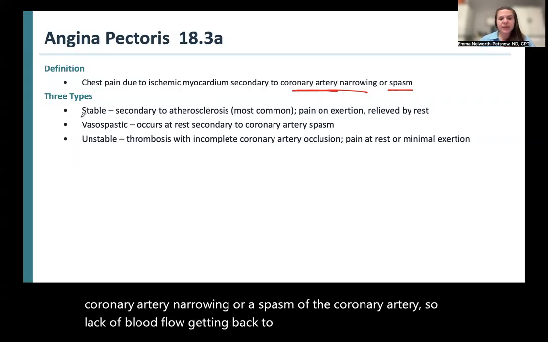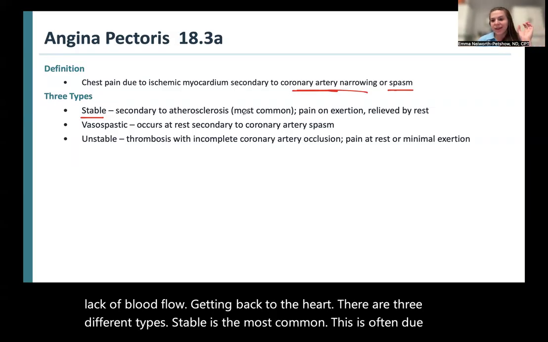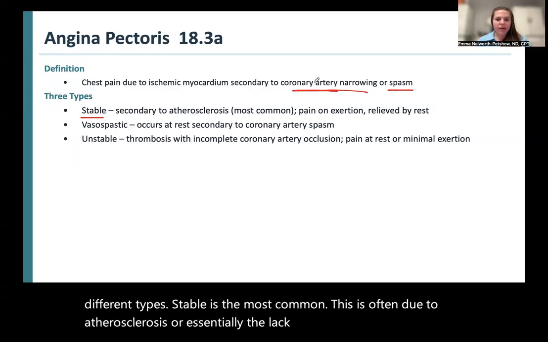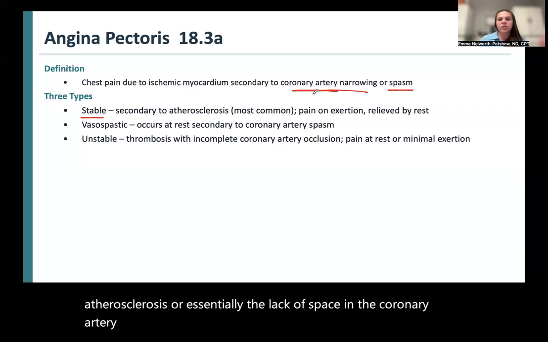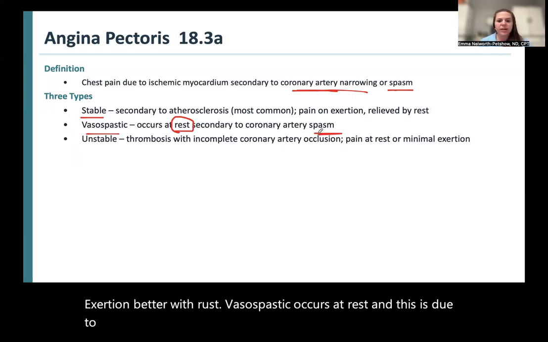There are three different types. Stable is the most common. This is often due to atherosclerosis, or essentially the lack of space in the coronary artery. You'll see the classic pain on exertion, better with rest. Vasospastic occurs at rest, and this is due to spasms of the coronary artery, not less space in general.